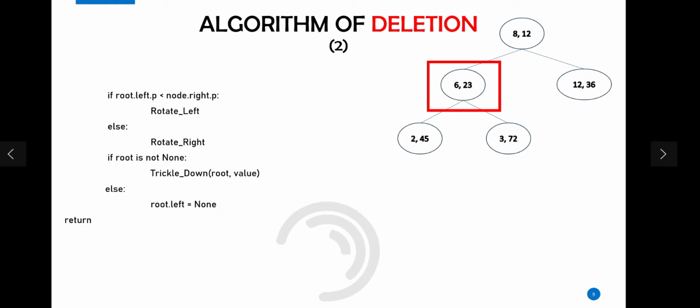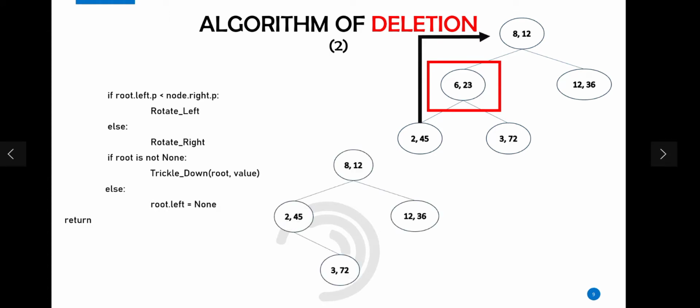2 with priority 45, and 3 with priority 72. So we will check the minimum priority of the children of the node that is going to be deleted. In this case, 45 is the minimum priority among the children of the node that is to be deleted. So we'll connect this 2 with priority 45 with our main root, and this will be the final tree.